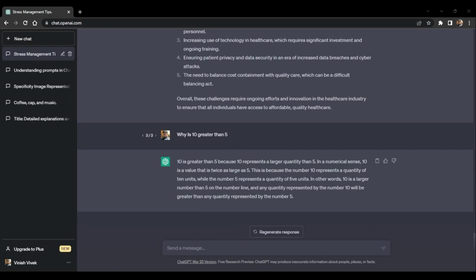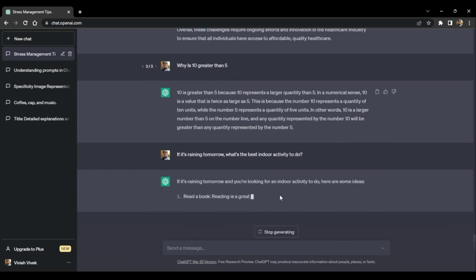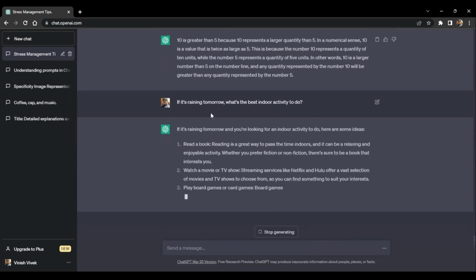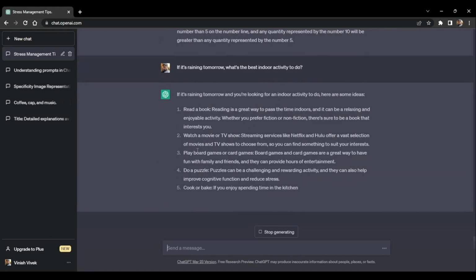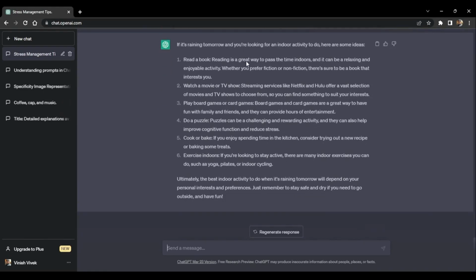Then another question, like I told you about the prompts, the third type of prompt was a conditional prompt. When we talked about a specific situation or condition, a certain scenario like this, in which I'm stating that if it is going to be raining tomorrow, what is the best indoor activity that I can do? So in this case, I am specifying a particular condition. In this case, it's rain, and I'm mentioning that it's going to be raining tomorrow. So what is the best kind of indoor activity that I can do? This is useful for generating responses that are tailored to a specific situation, which in this case is rain tomorrow.